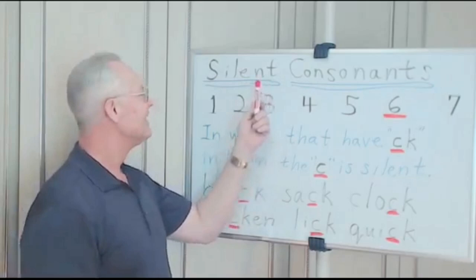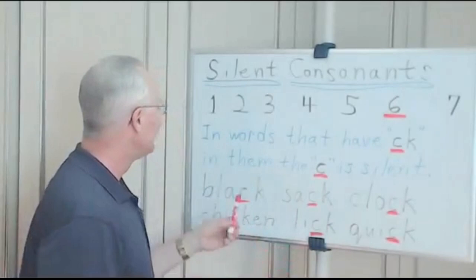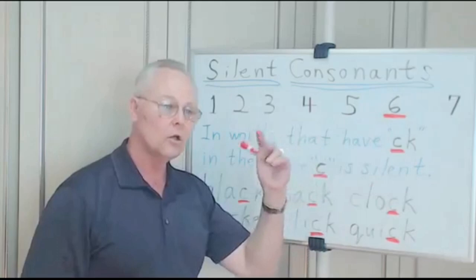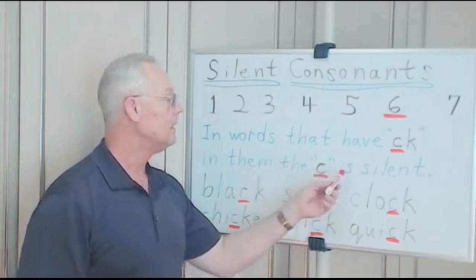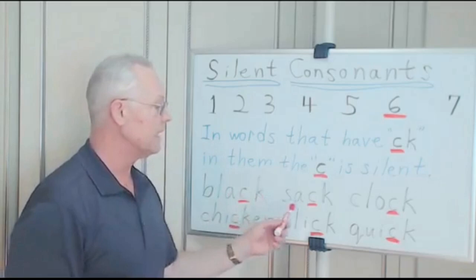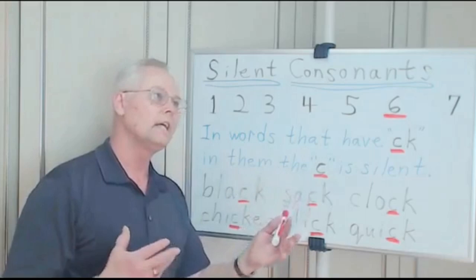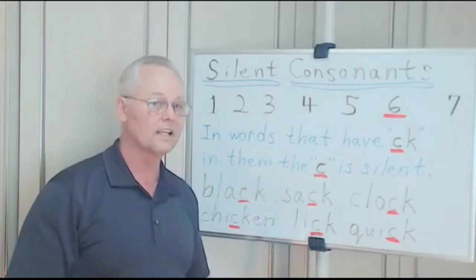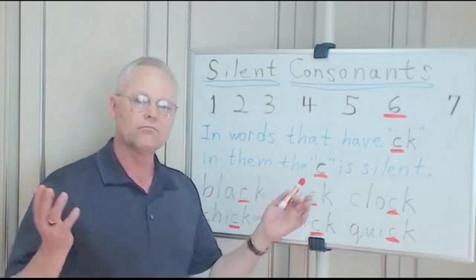Hello. Are you ready? Silent consonants, number 6 out of 7. In words that have CK, the letters C and K together side by side, the C is silent. Now, this is true in many, many words, and it's not a sometimes thing. We can say it's all the time. Can you find a word that's not true? Well, maybe you can. But this one here we consider all the time, not just sometimes.